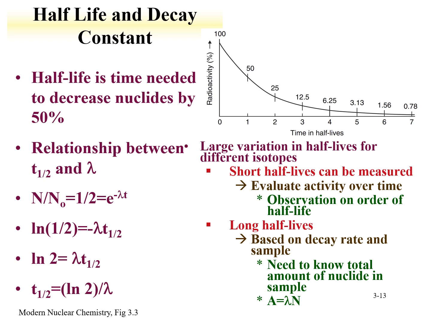So, in 1 half-life, this ratio should be 0.5. And then log 2 is equal to lambda times the half-life. And the half-life is equal to log 2 divided by lambda, or lambda is equal to log 2 divided by the half-life, as we already defined. There can be large variations in half-lives for different isotopes.